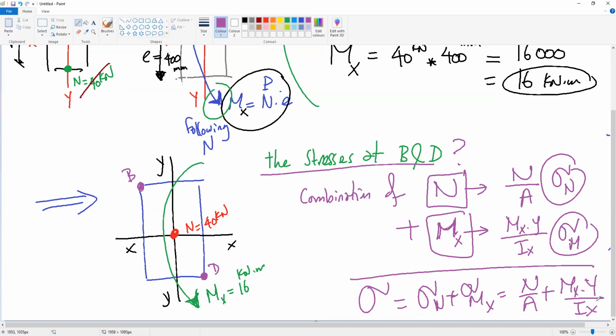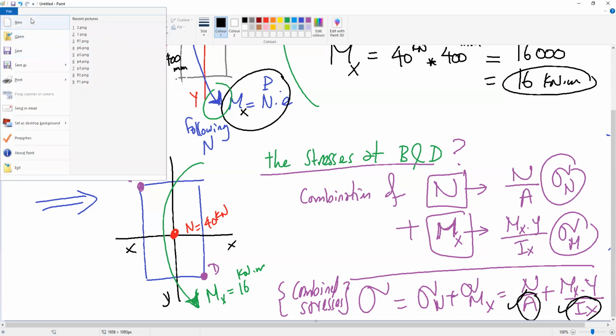And this is the idea, and that's why it's called combined stress, because we have two types of stresses and they are combined together to give us the final or the total stress. That is why at the beginning of the question we calculated A and Ix, because we have N and Mx.